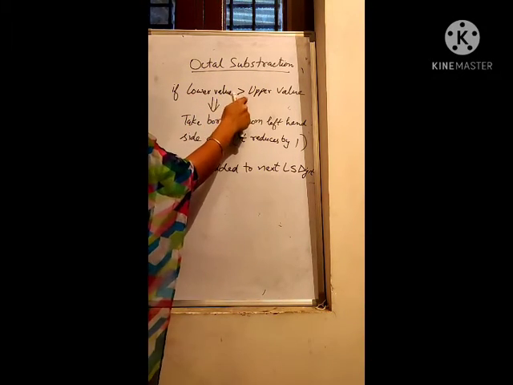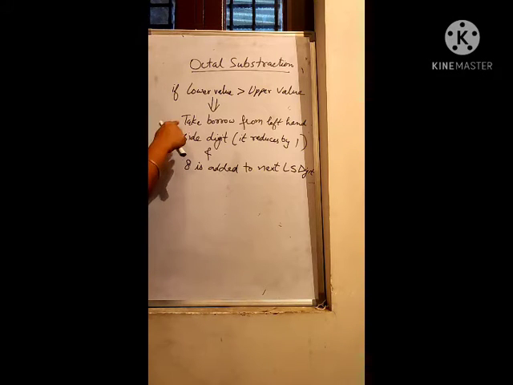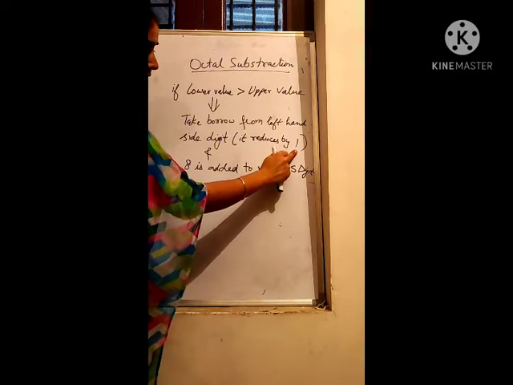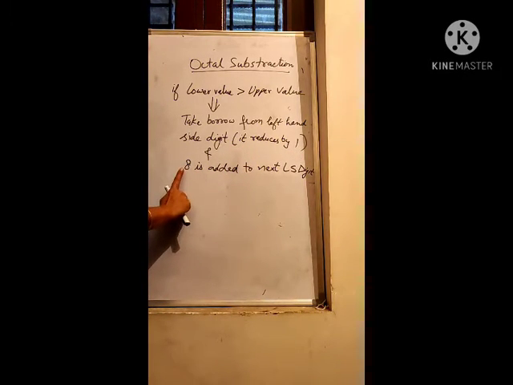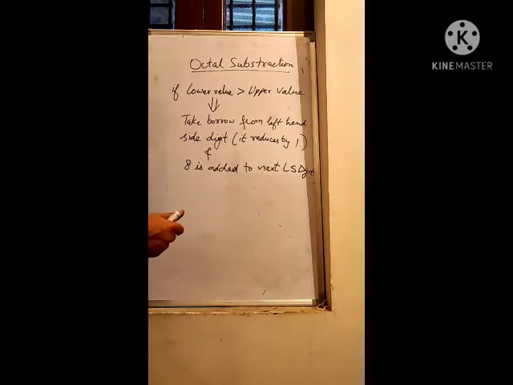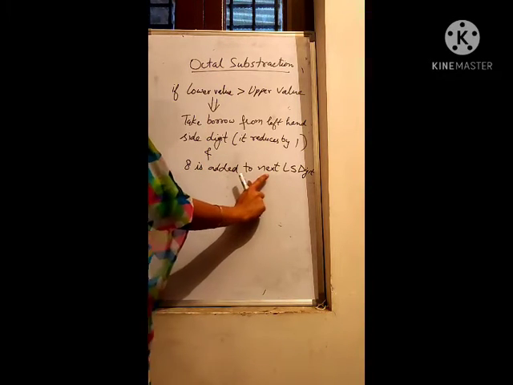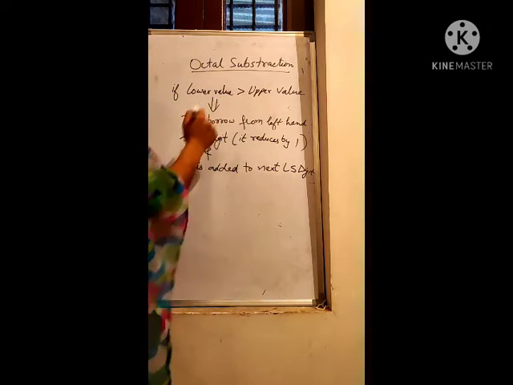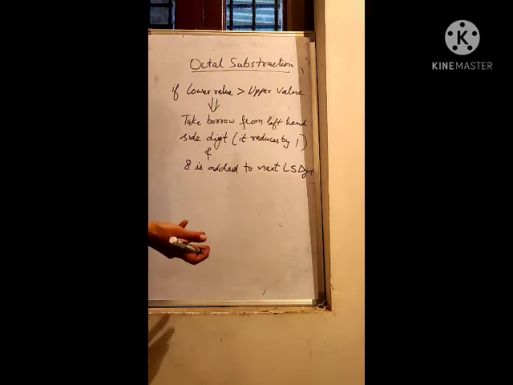If the lower value is greater than the upper value, then we have to take the borrow from the left hand side digit, and that digit reduces by 1 after giving the borrow, and 8 is added to the next least significant digit. As we perform in the decimal number system, we take the borrow from the left hand side and that digit reduces by 1 and 10 gets added to the next lower significant digit. But in case of octal, 8 is added to the next least significant digit. If the lower part is less than the upper part, then there is no problem, we can subtract it directly.